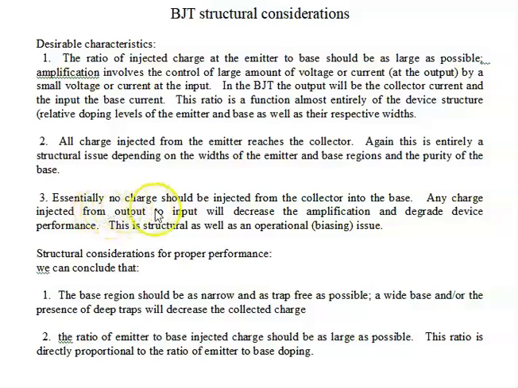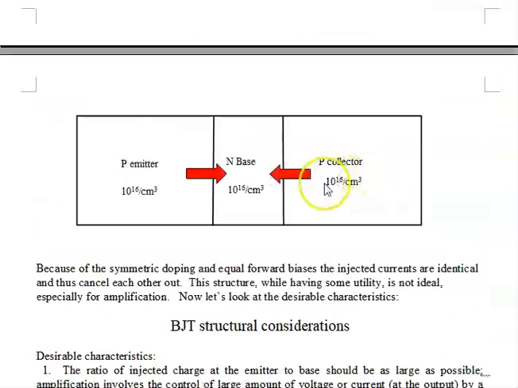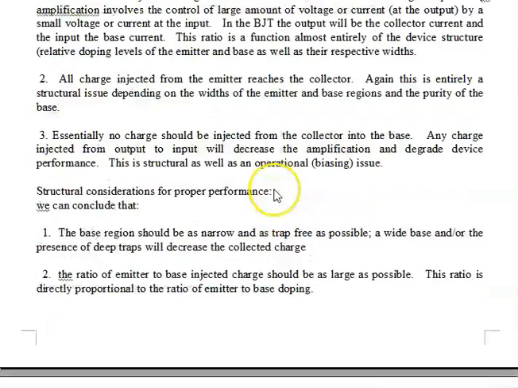Third, we want essentially no charge injected from the collector into the base. What does that mean? We don't want lots of charge injected from the collector into the base. And we control that by doping and by reverse biasing the base to collector junction. Forward biasing the emitter to base junction so we get lots of charge pumped into the base. Reverse biasing the base collector junction so very little current flows from the collector into the base.